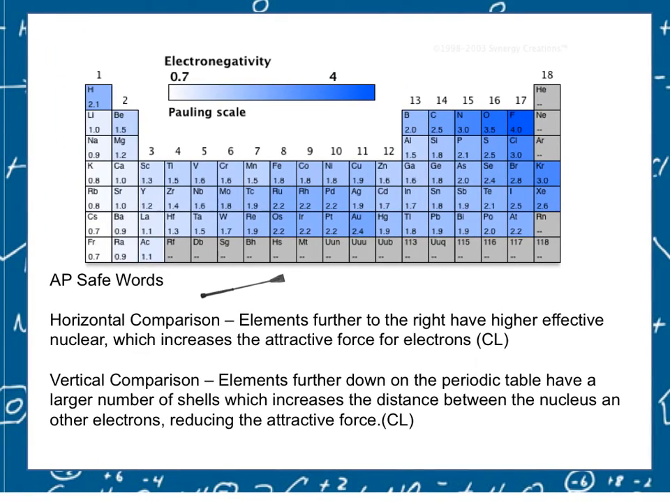Both of these trends roughly follow effective nuclear charge, excepting the noble gases, which we will come back to in a bit. And you're going to explain it the same way that you've explained everything else. Elements further to the right have a higher effective nuclear charge, which increases their attractive force, so they have a greater ability to attract electrons to themselves.